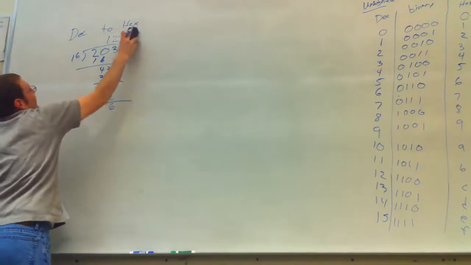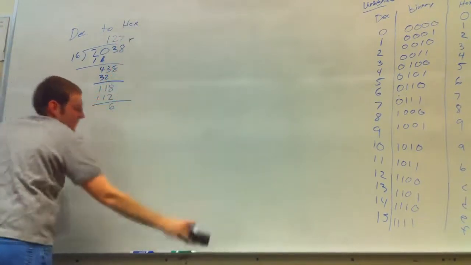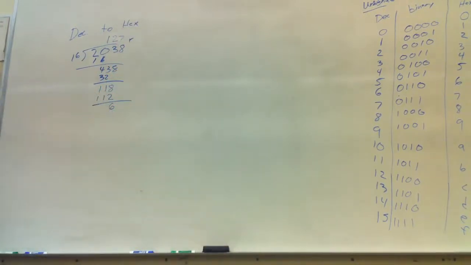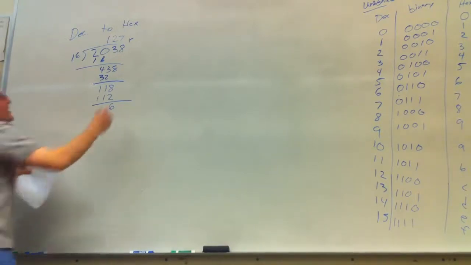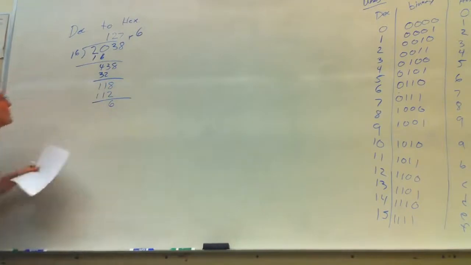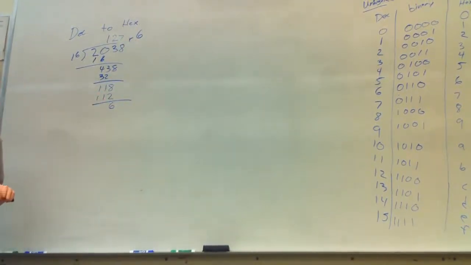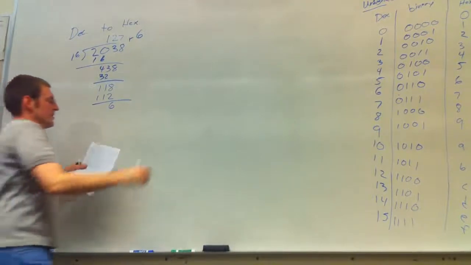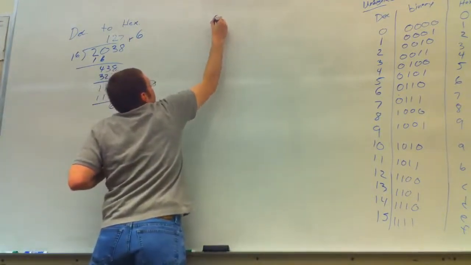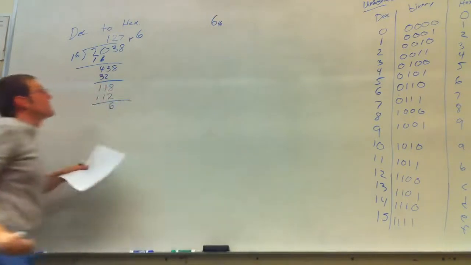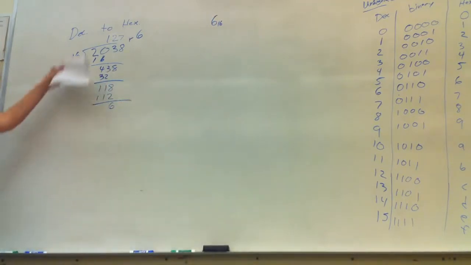So that's how I do it longhand. Like I said, you're going to do it longhand, so again, remember how to do your division. So we get a remainder of 6. Like we did before, this is our least significant digit. So put 16, 6.